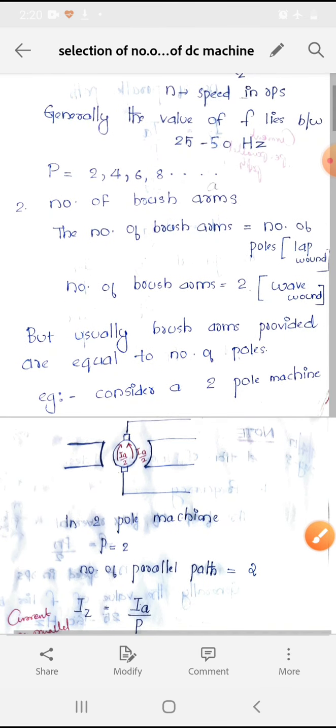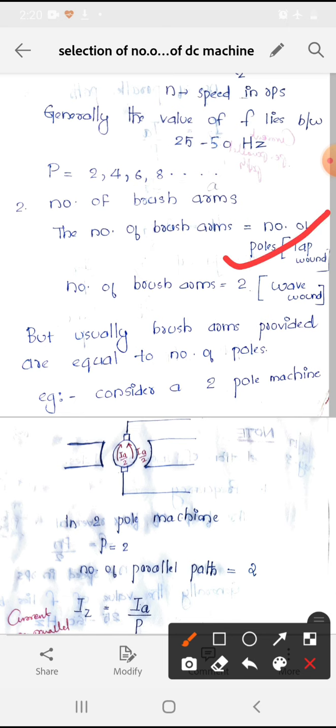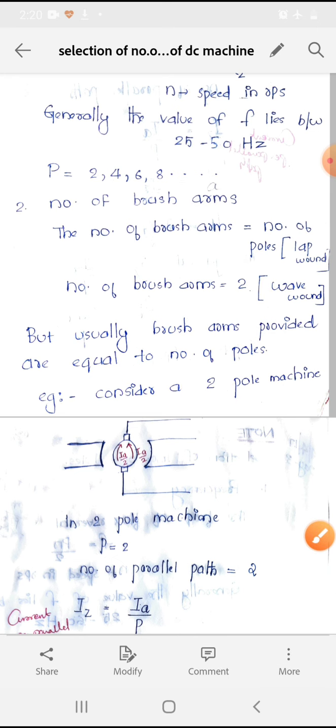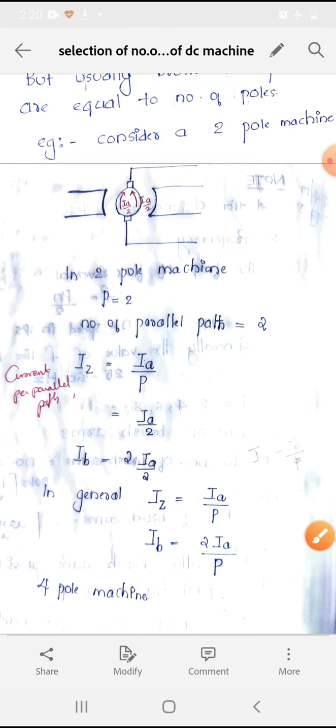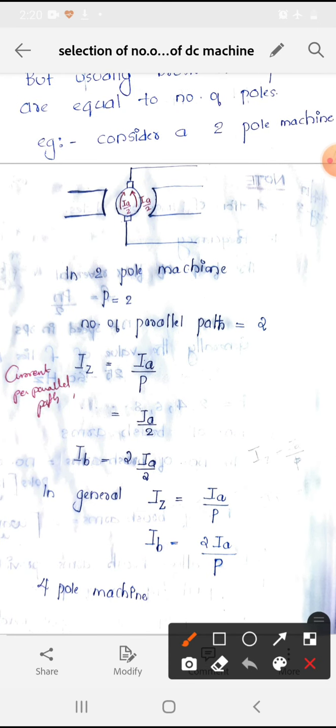RPS. Now the number of brush arms is equal to number of poles in the case of lap wound, and is equal to 2 in the case of wave wound. Let us consider a two-pole machine. Here number of poles is equal to 2. Number of parallel paths is equal to 2.